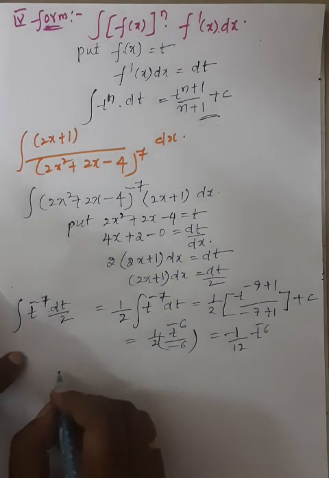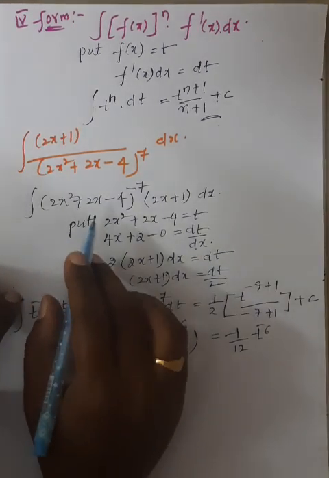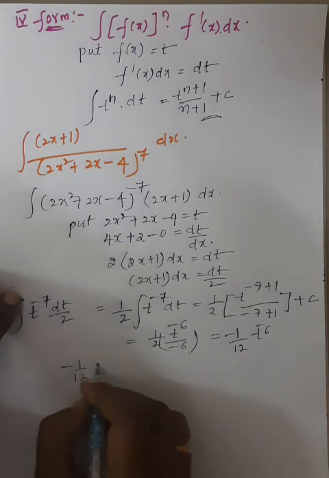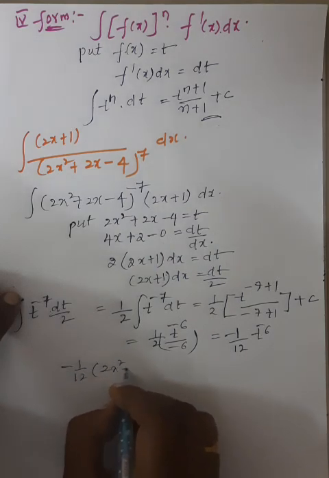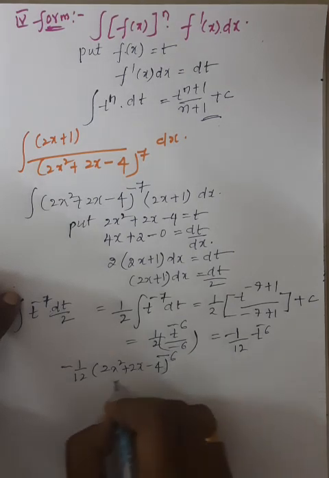Again we have to replace t with this assumption, 2x square plus 2x minus 4. Therefore minus 1 by 12 into 2x square plus 2x minus 4 whole power minus 6 plus c.